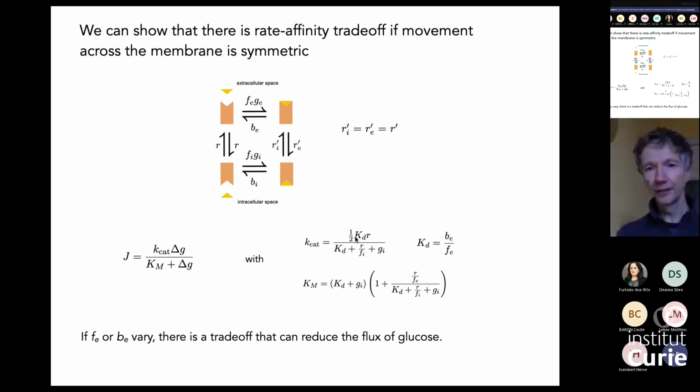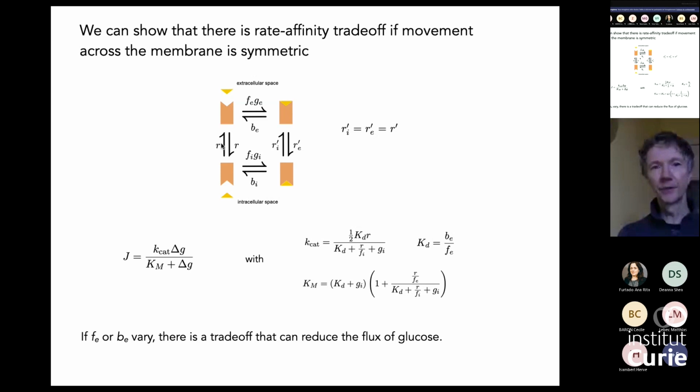So once we've calculated these kcat and Km, then we can vary the parameters. We could vary R, this Fi, or the KD, to see how kcat and Km vary. And you can show that there is a trade-off, so that if I increase kcat by varying one of these parameters, then I necessarily decrease Km. But only two of those parameters turn out to be important: these Fe and Be, which are the ones describing how glucose binds outside the cell.